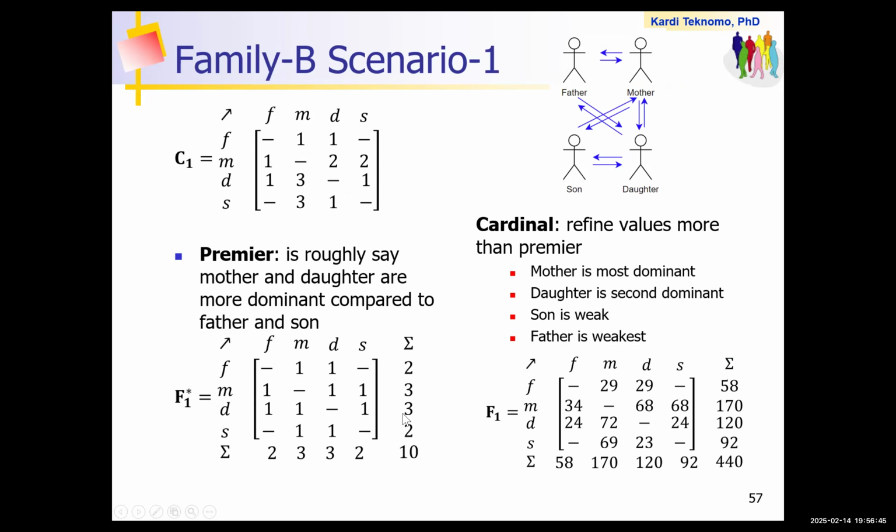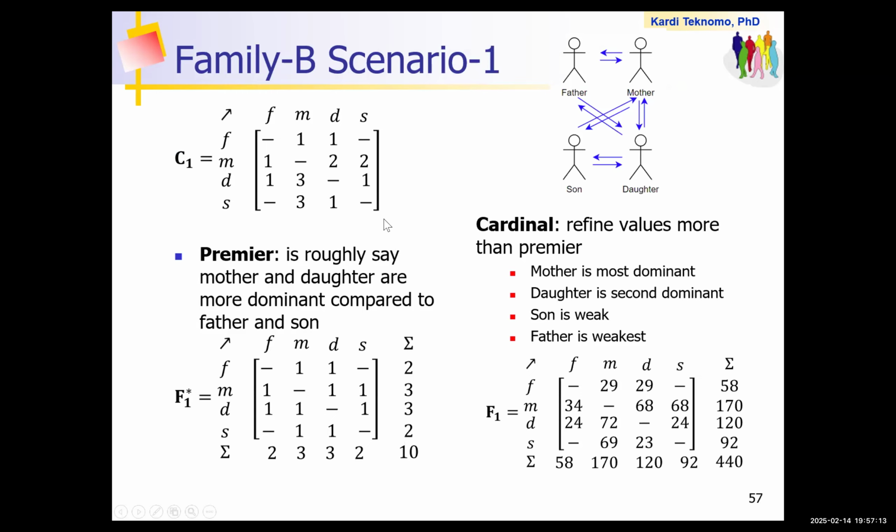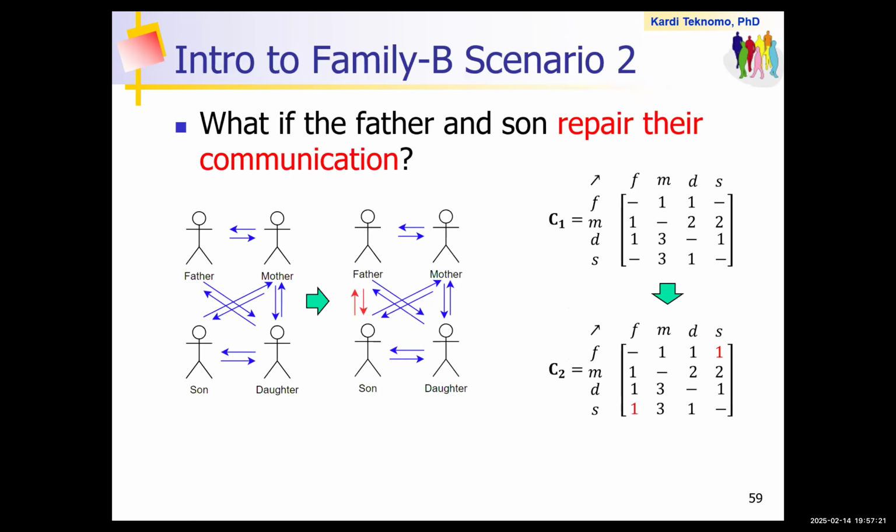Okay, so this is 2, 2, 3, 3. This is rough, roughly telling the dominant structure, because Premier is based on network structure alone. It does not know the strength of influence. The cardinal network is the refined values. It knows the actual influence. So if you have the actual influence strength, use the cardinal network, not the Premier. But if you don't have it, use Premier. That's the main point here.